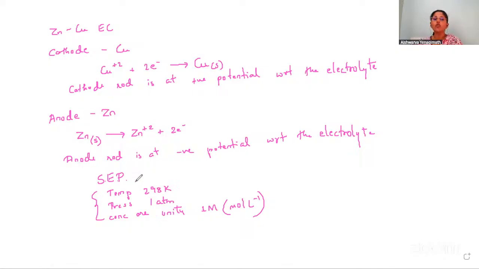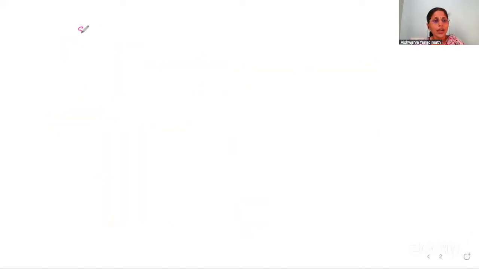So standard electrode potential is the electrode potential when at standard conditions. Fine, when it is at standard conditions. Now these standard electrode potentials are of two types. They are of two types. So what are the two types?